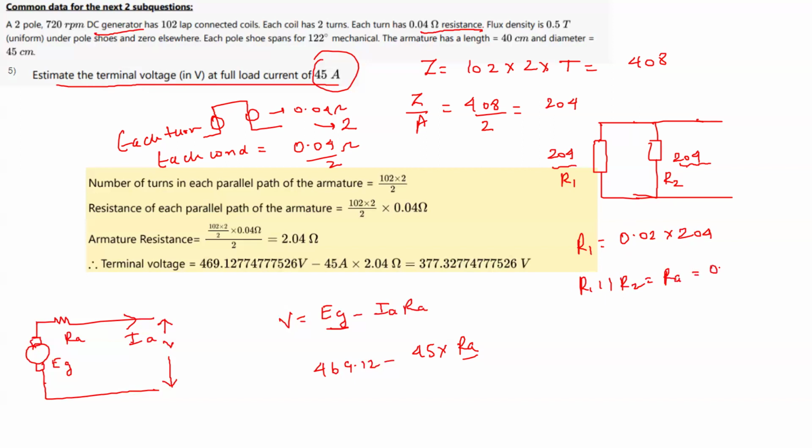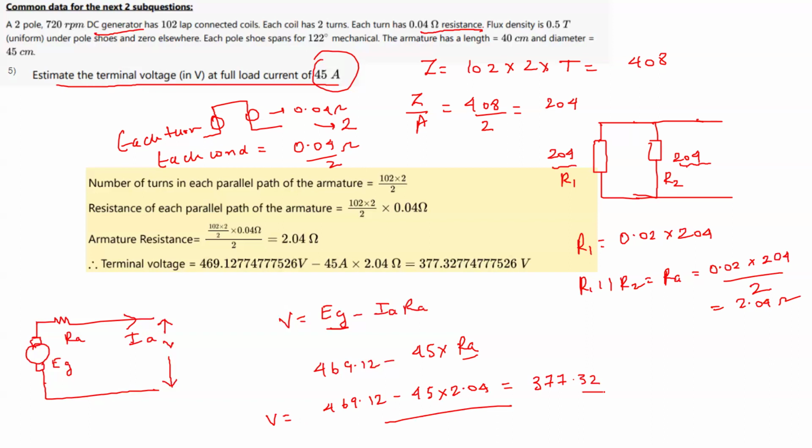What is the parallel combination of R1 and R2, which is RA? So this is 0.02 into 204 by 2, which is 2.04 ohms. Here we have our RA. So our RA we can write here in this data, and this is what we can use to calculate the terminal voltage.